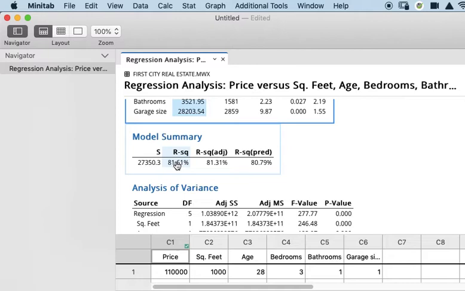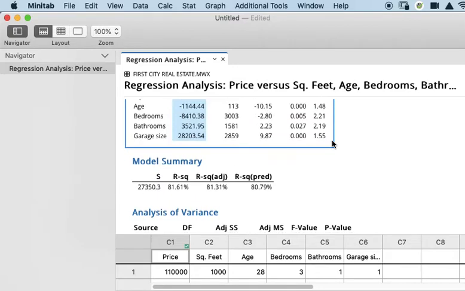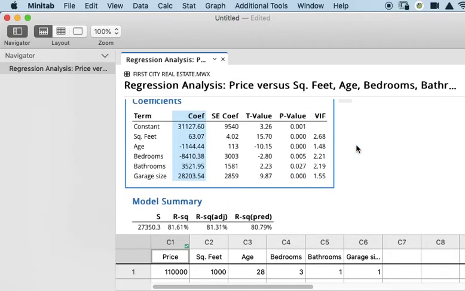So there are still other factors that go into play in terms of determining the price of a house, which shouldn't be too surprising. Factors such as location, there's other factors that are going to determine the price.